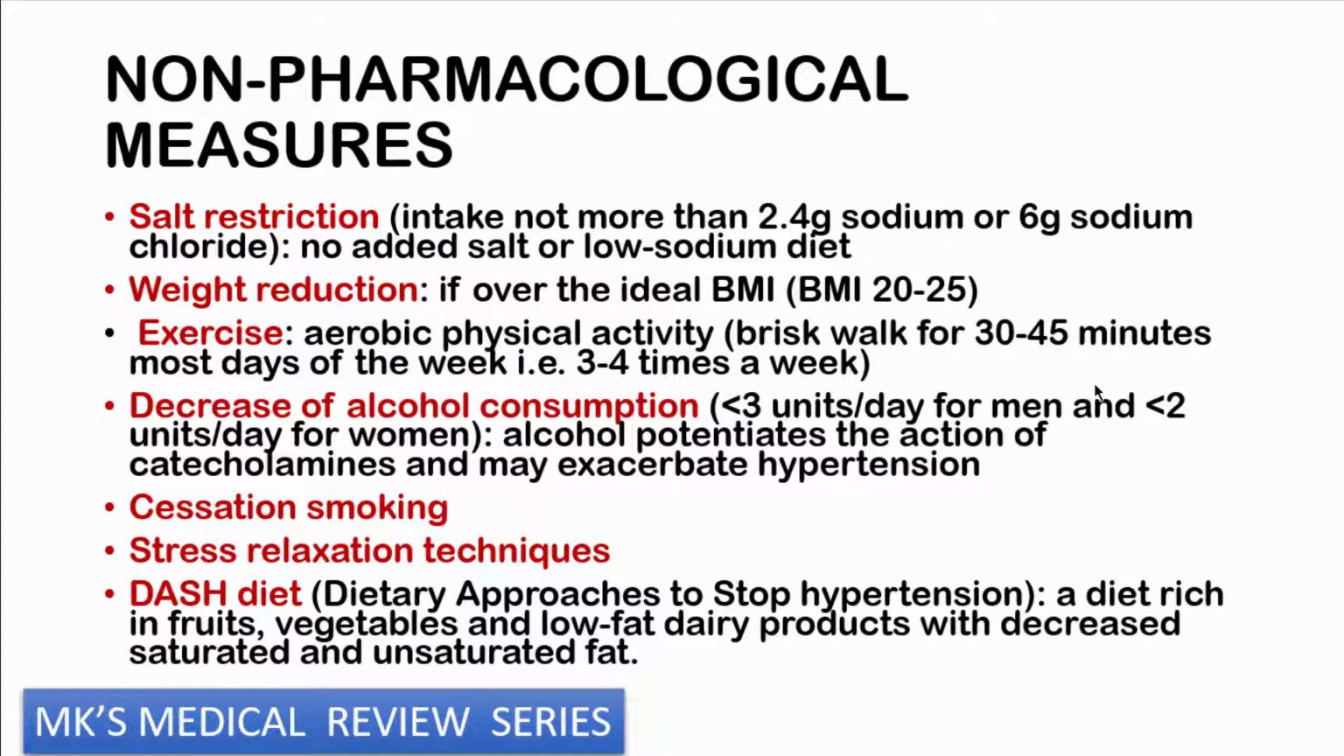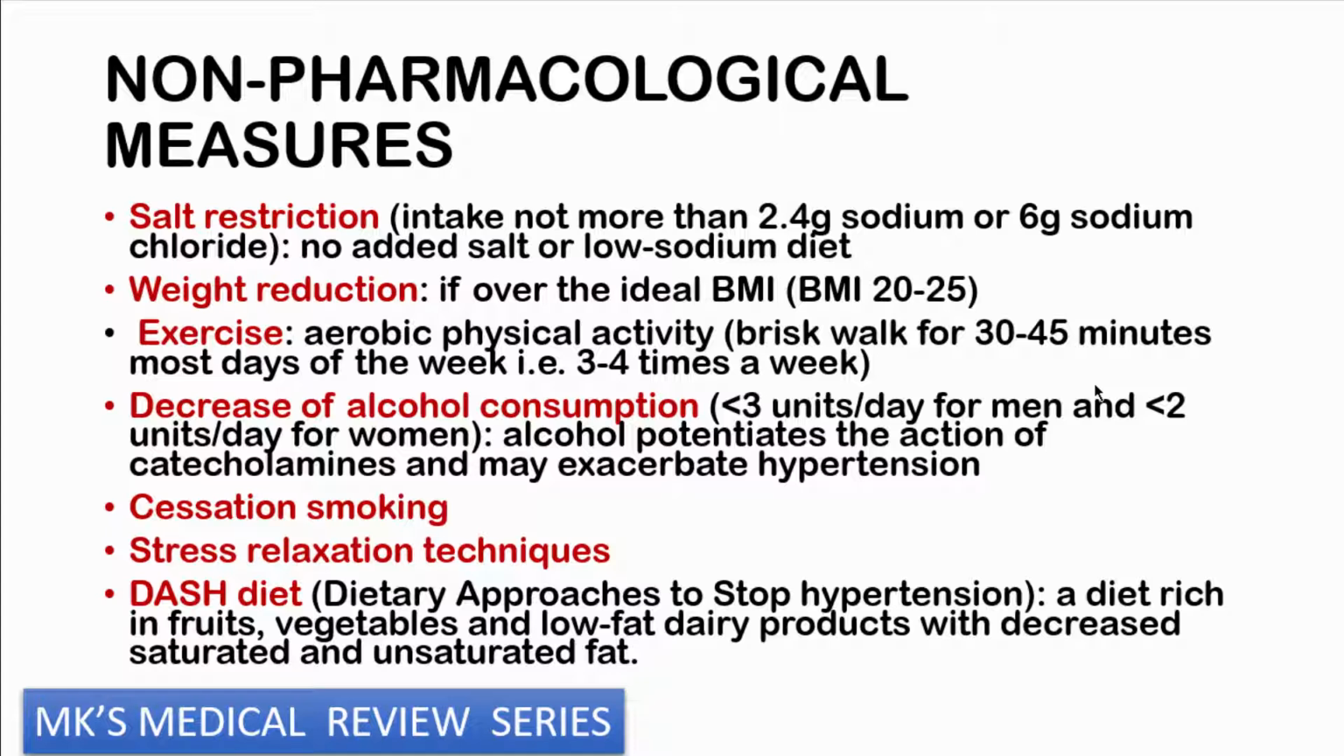So a brisk walk for about 30 to 45 minutes most of the days of the week, about 3 to 4 times a week, may be sufficient enough. If they take alcohol, you tell them to decrease the consumption of alcohol, less than 3 units per day for men, and then less than 2 units per day for women. And then, of course, alcohol is known to potentiate catecholamines and exacerbate hypertension. But according to me, if it was up to me, I would actually tell my patients to stop drinking alcohol because there is no benefit of actually taking excessive alcohol.